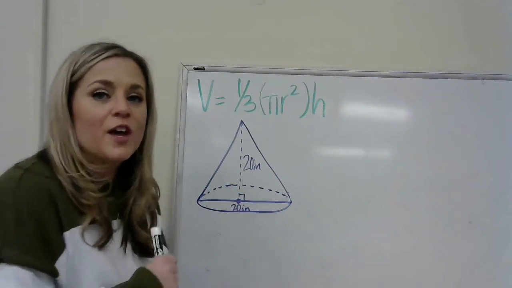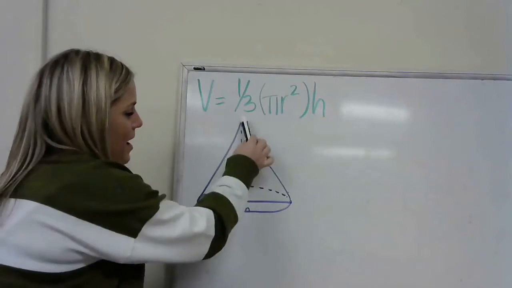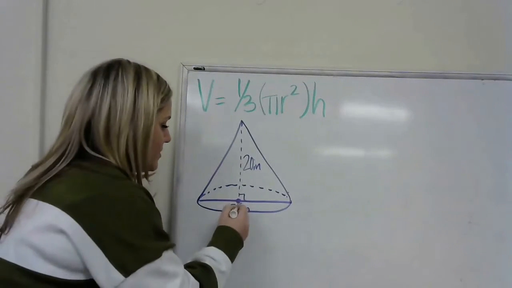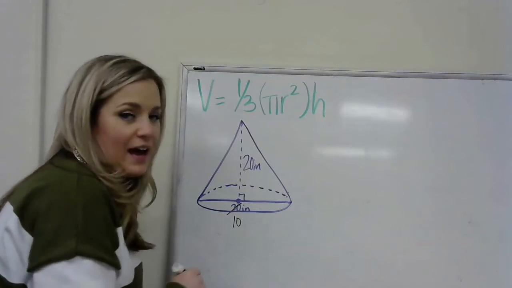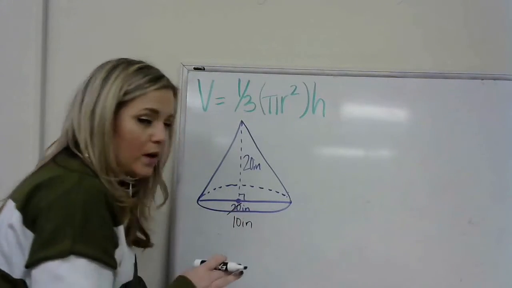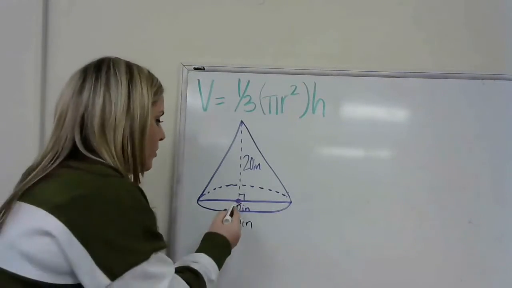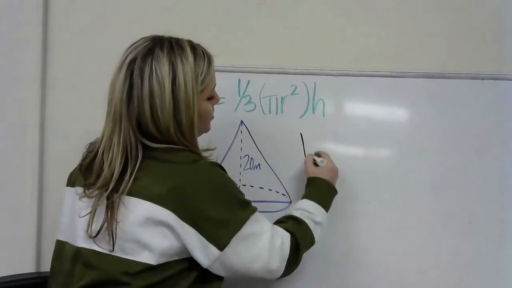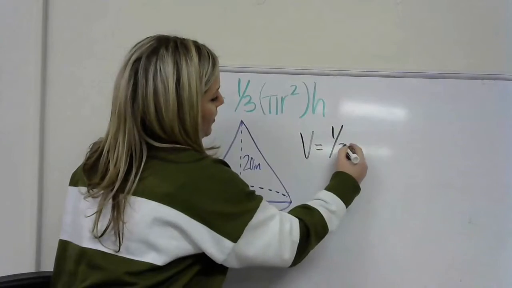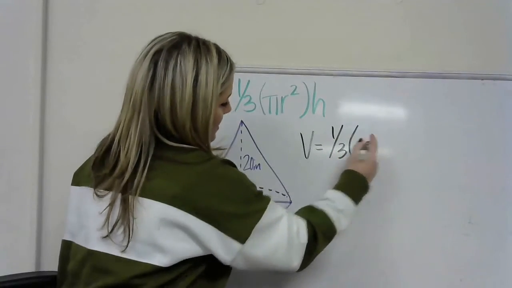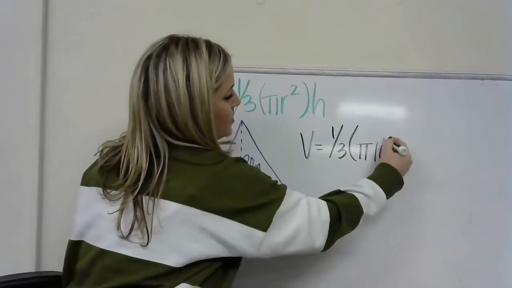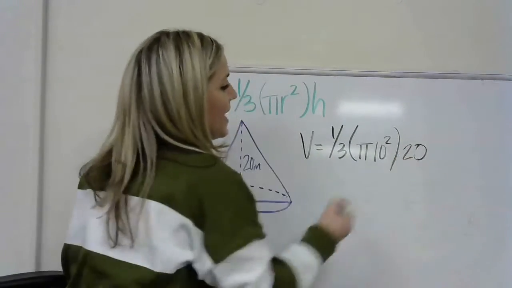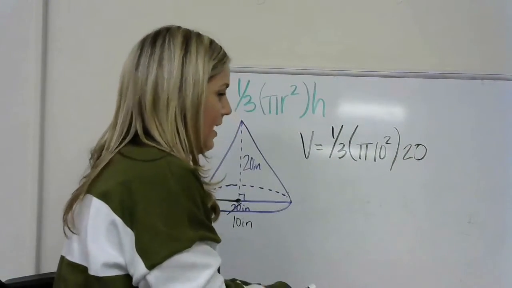All right, first off, I'm going to look at this. I've got my height right here is 20, but then I see that they gave me the diameter, not the radius. So I'm going to go ahead and cut that in half, which is 10 inches, okay? Half of 20 is 10. Remember, the radius is half of the diameter. All right, so I'm going to write my volume formula, 1/3 times pi times the radius, which is 10 squared, which is 100, and then times 20. And my next step is to just plug this in the calculator.